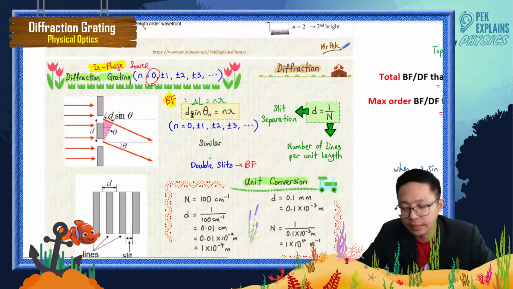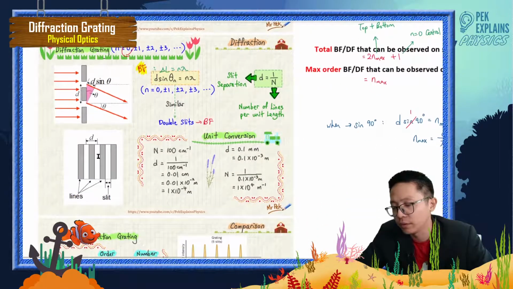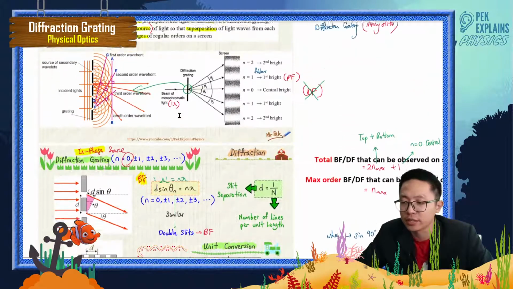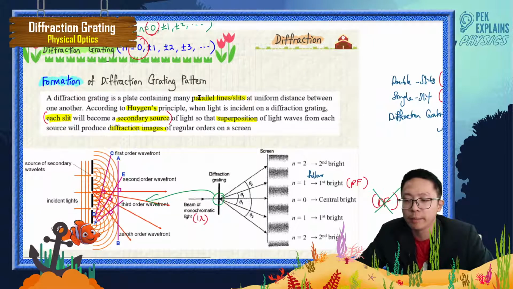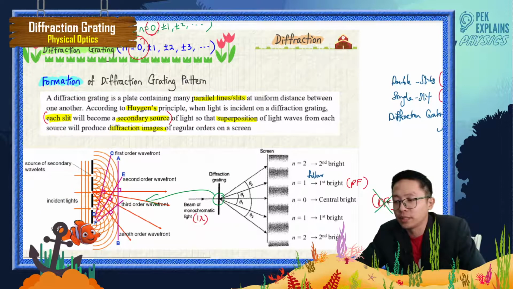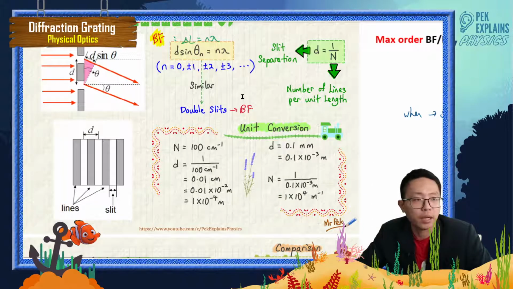Now, what is the d? D is the separation between the slits. So what is actually the diffraction grating? Diffraction grating is actually a plate that contains many parallel lines or parallel slits. It's a plate which has not just one, but many slits. So it's just like this one.